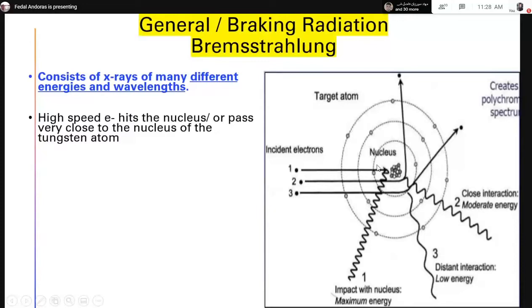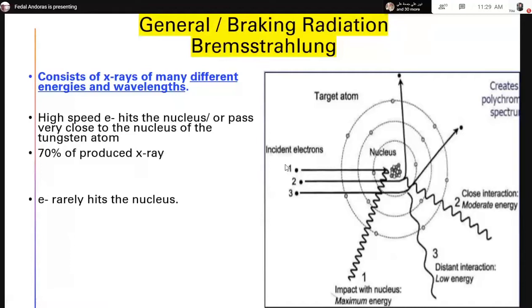So this is the nucleus, these are the shells, orbitals, and these are the electrons coming from the cathode. Look at number 1. It's directly hitting the nucleus. If that happens, 70% of X-ray is produced by general or breaking radiation, either hitting the nucleus directly or going near or close to the nucleus. But as I said, hitting the nucleus directly is very rare, but going around it is more common.